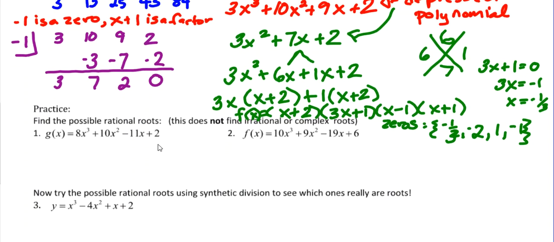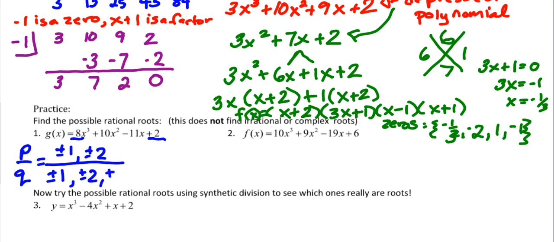Okay, so p would be the factors of 2, q would be the factors of 8. P over q. So the factors of 2 are plus or minus 1 and plus or minus 2. Factors of 8 are plus or minus 1, 2, 4, and 8. And so we need to make every combination of those. So I'm going to have plus or minus 1, 1 over 2, 1 over 4, 1 over 8.